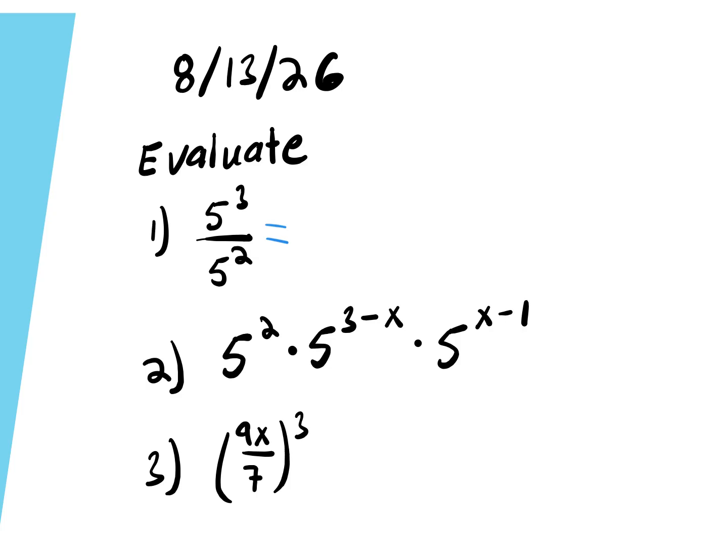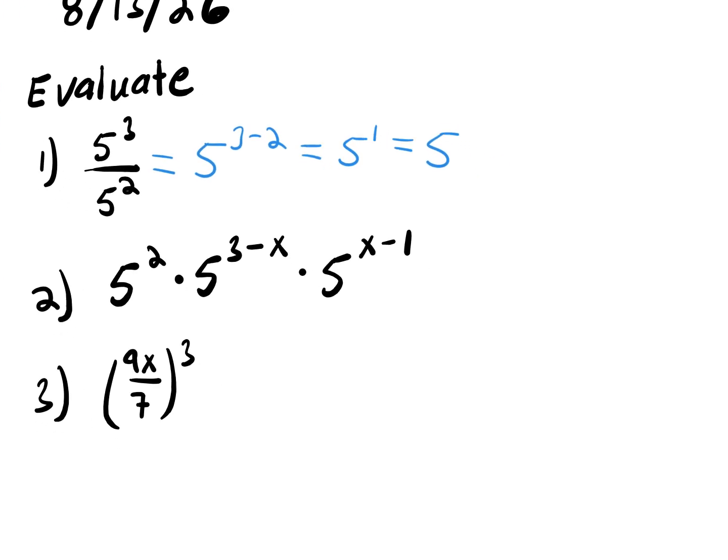Good, right? So there's a rule that we're going to talk about today that you can subtract the exponents. And when you do that, you get 5 to the power of 1, which is just 5. I'll explain why that rule works a little bit later, but that's what we should get for that one.